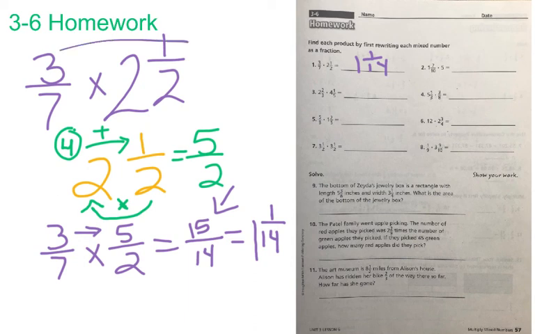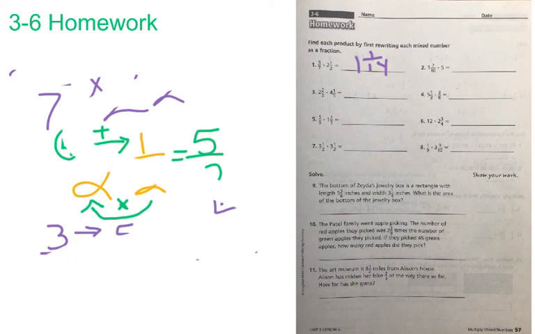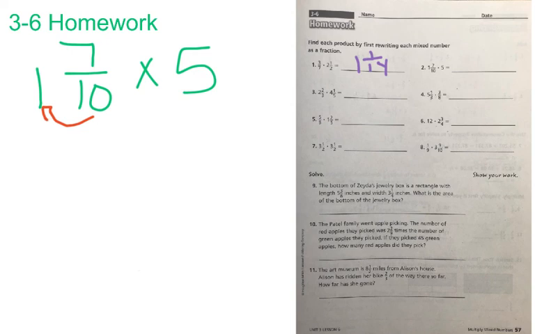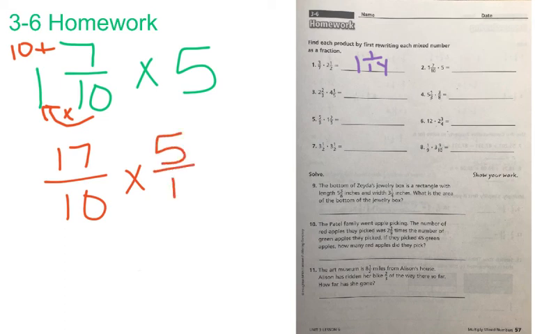Okay, we're going to go ahead and do another one as practice together. Number 2, we have 1 7/10 times 5. We need to convert the mixed number 1 7/10 into a fraction. In order to do that, we multiply the denominator by the whole number. So 1 times 10 is equal to 10, and then I add that 10 to 7. So I'm left with 17/10 times 5, and in order to write 5 as a fraction, I write 5/1.